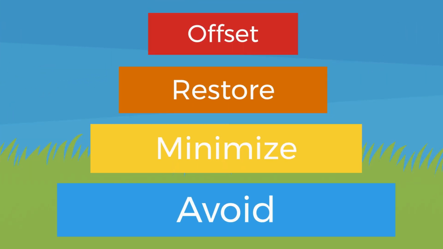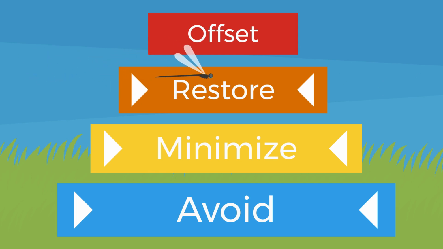The hierarchy prioritizes biodiversity impacts in the following way. Firstly, avoid any impacts in the first place. Then, minimize impacts to biodiversity as much as possible. If this is not possible, then any damage to habitat should be restored or rehabilitated. And, as a last resort, destroyed habitat should be offset through the creation of new habitat.